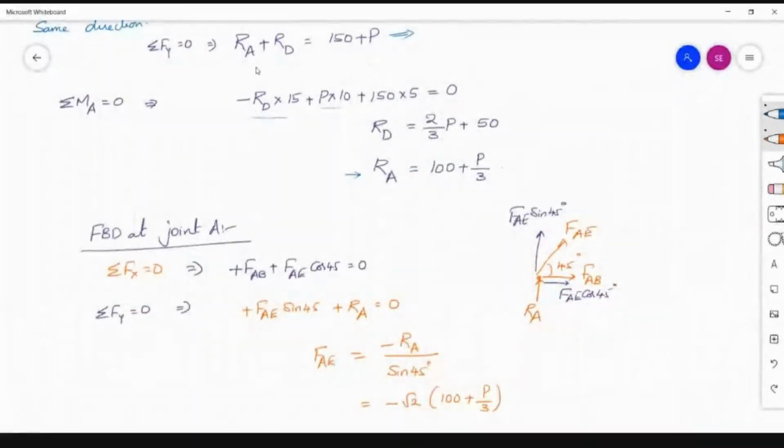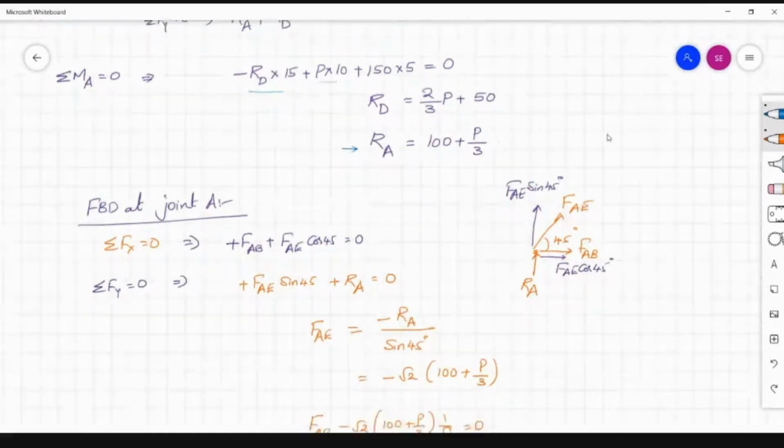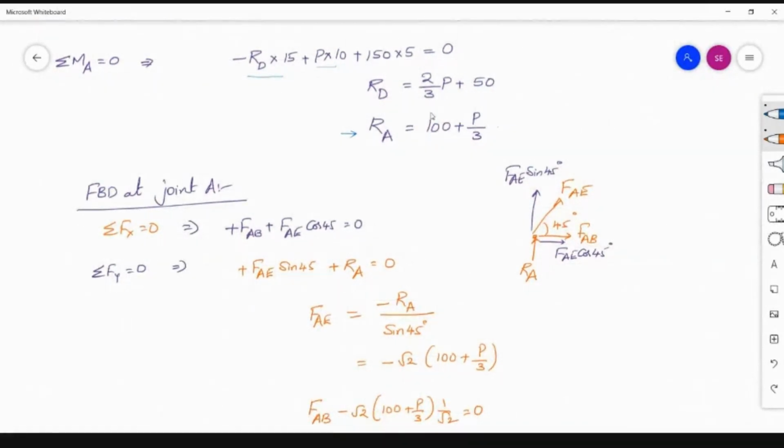Okay. Now, after writing sigma Fy equal to 0, we take moment about A equal to 0, actions RA and RD.